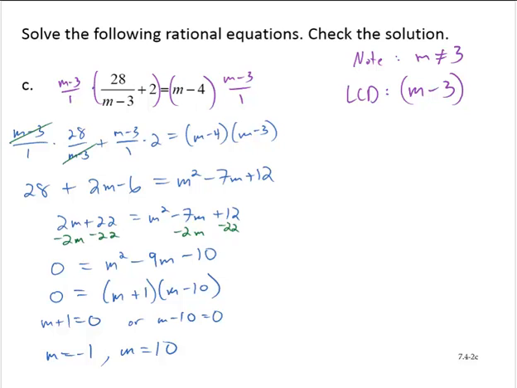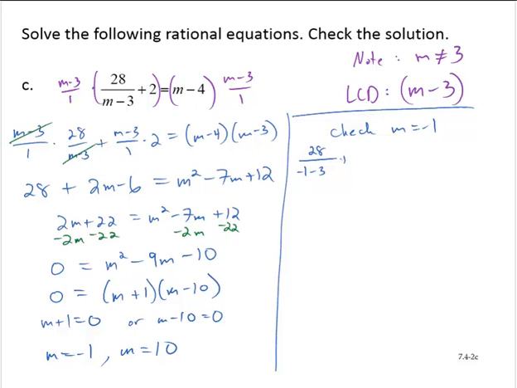So I've got two solutions that I need to check here. Alright, so checking m equals negative 1, I'd have 28 over negative 1 minus 3 plus 2. Is this equal to negative 1 minus 4? That gives me 28 over negative 4 plus 2, which is negative 7 plus 2, which is negative 5. The right-hand side, negative 1 subtract 4 is negative 5. So m equals negative 1 works.